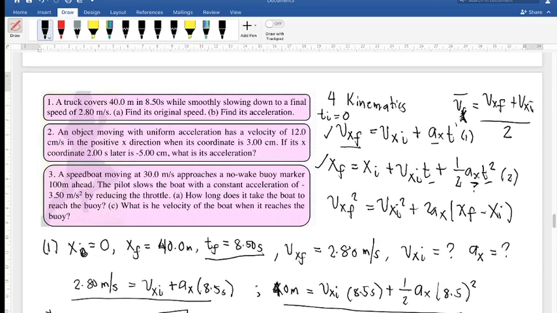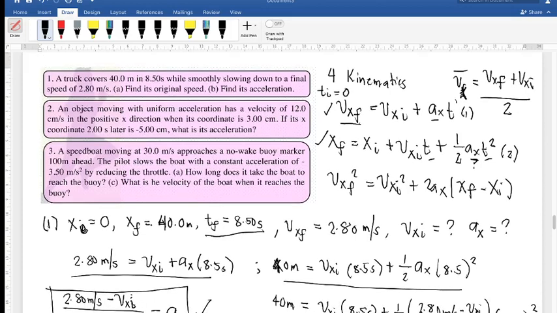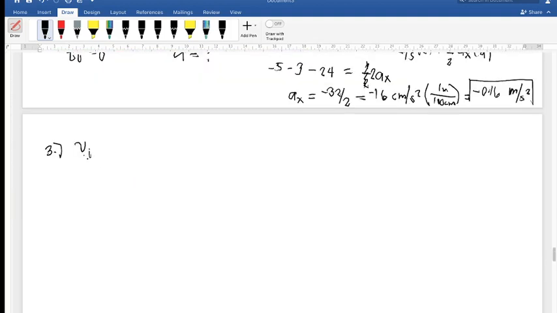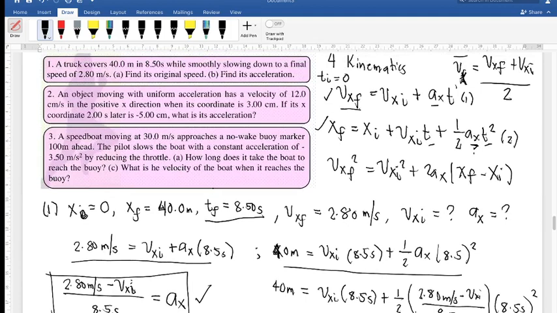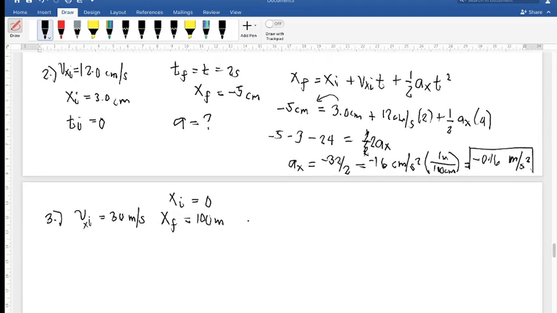So ano yung speed niya? Yung speed niya is 30 meters per second at saka yung distance niya is 100 meters ahead. So 30 meters per second yung speed, tsaka yung final position niya is 100 meters. So therefore we will let the xi be 0, kasi hindi niya explicitly sinabi dito na merong initial position, so we just have to let that equal to 0. Then the constant acceleration is 3.5.